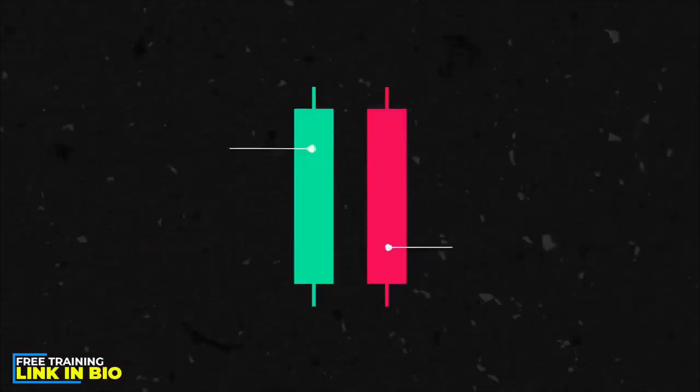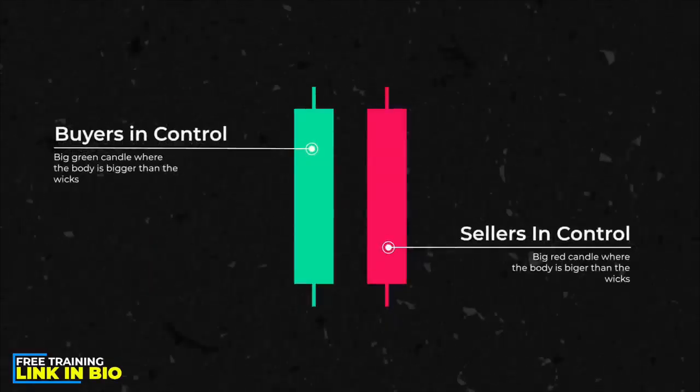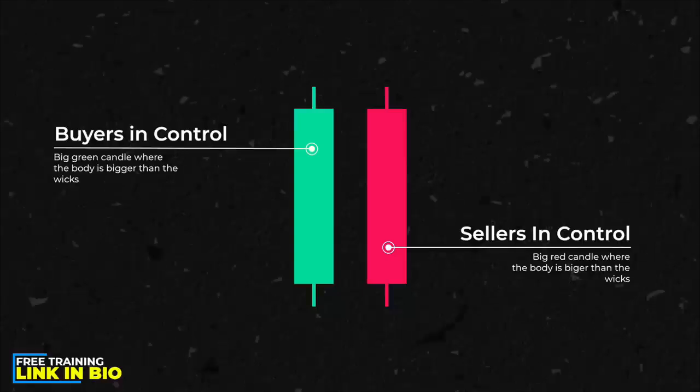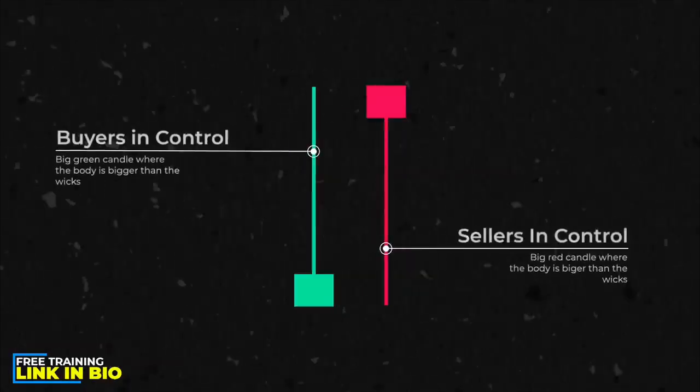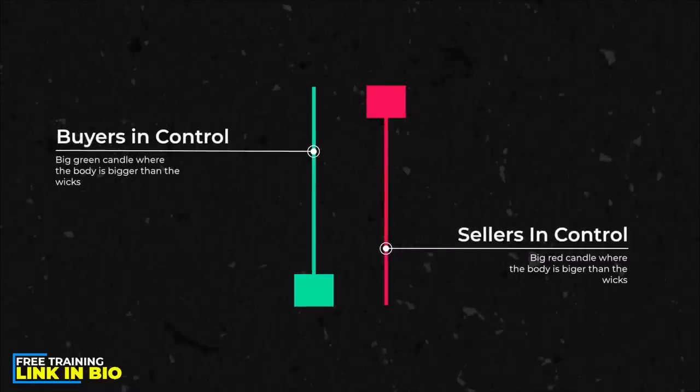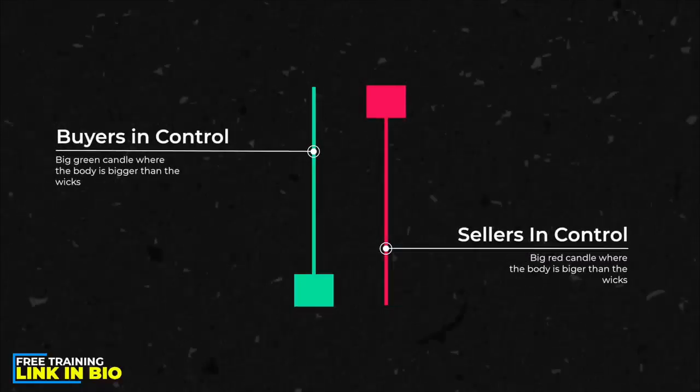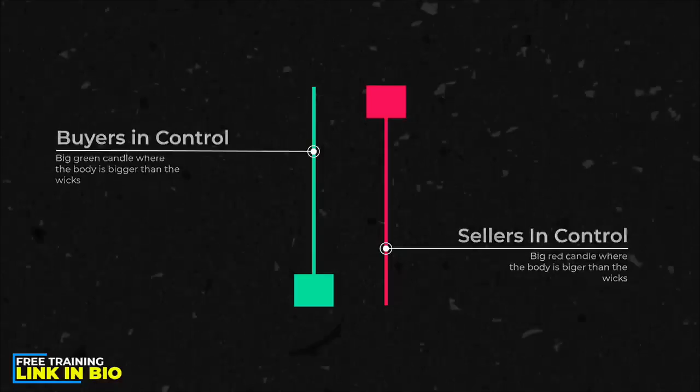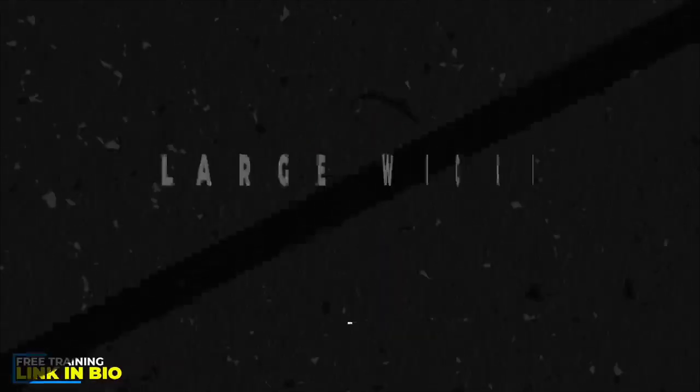In this instance, we can see that the buyers were stronger than the sellers, but the difference between their power was insignificant. When the candle's body is relatively bigger than the wicks, it shows that either the buyers or the sellers were in control. On the other hand, when the body is smaller than the wicks, it shows that there was much less control from either side. It was a tough contest between buyers and sellers.